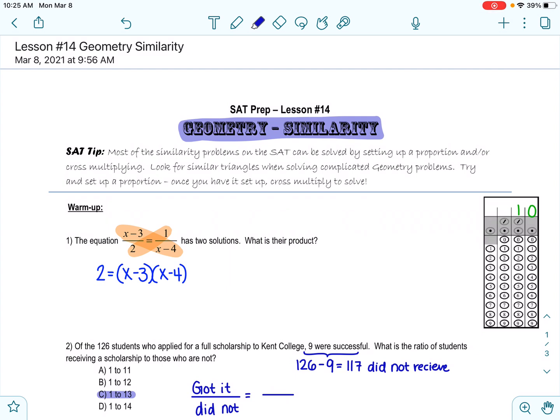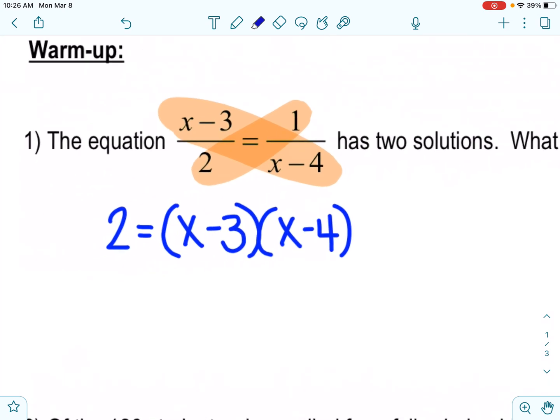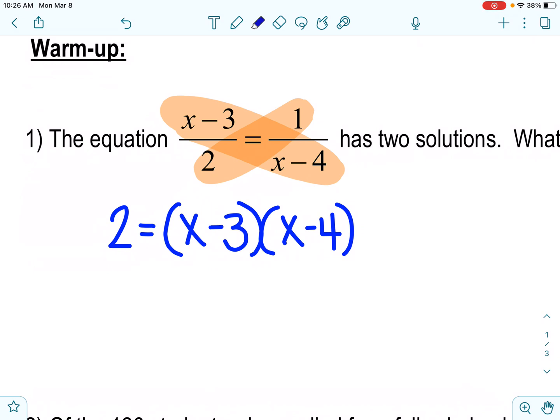Most of the similarity problems, like I just said, can be set up using a proportion, cross multiplying. We are always going to be looking for similar triangles. And just when in doubt, try to set up a proportion, okay? Now, this first problem is simply algebra, just reminding us about cross multiplying.